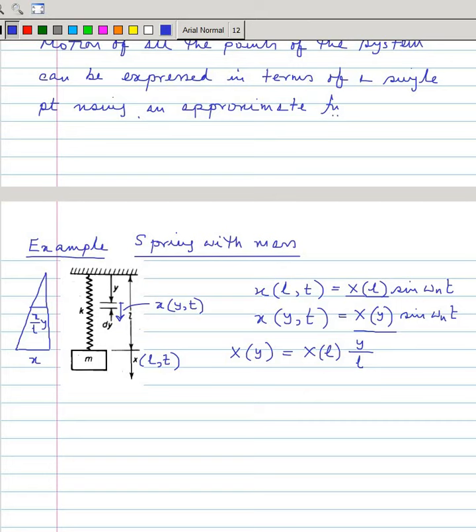Here, a little bit of correction. Suppose this is X at L, then this is X at y, which is X at L into y by L, that is divided by L into y. That is a linear function. So this is the thing.